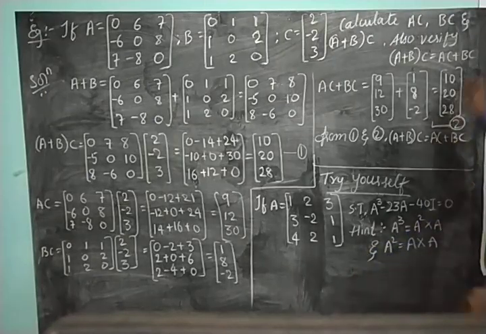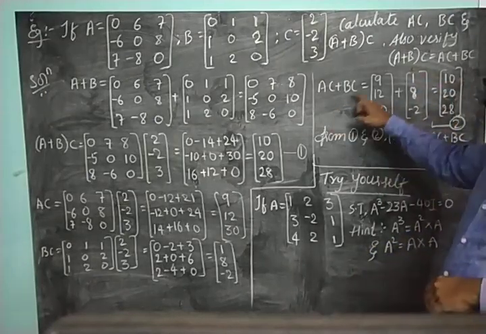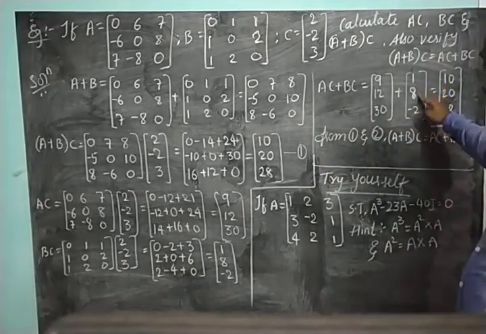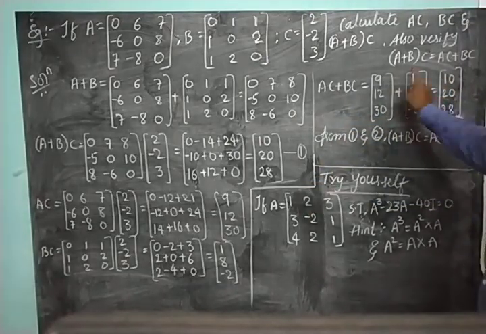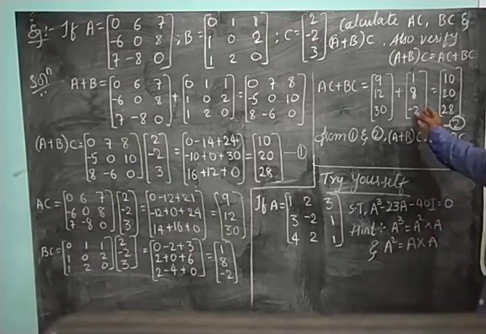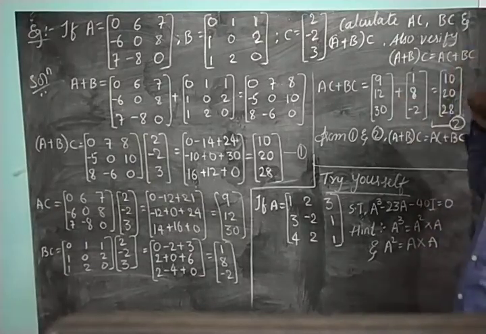Okay. Now what do you do? You add them. What is AC plus BC? AC is 9, 12, 30. And BC is 1, 8, minus 2. If I add, 9 plus 1 is 10, 12 plus 8 is 20, 30 minus 2 is 28. Let us mark it as equation 2 because this forms the RHS part of our given equation.